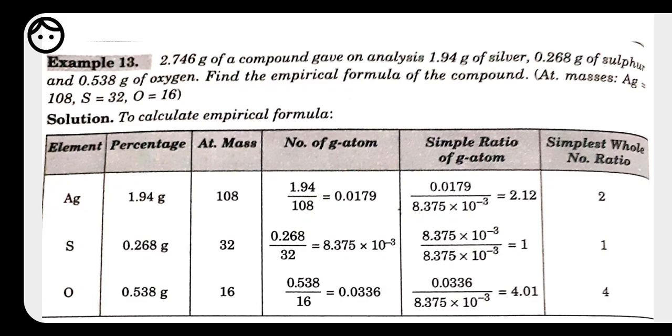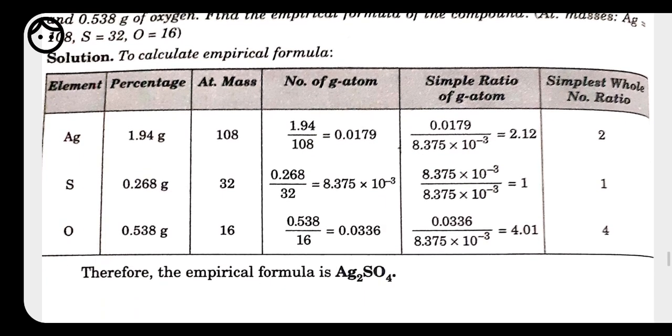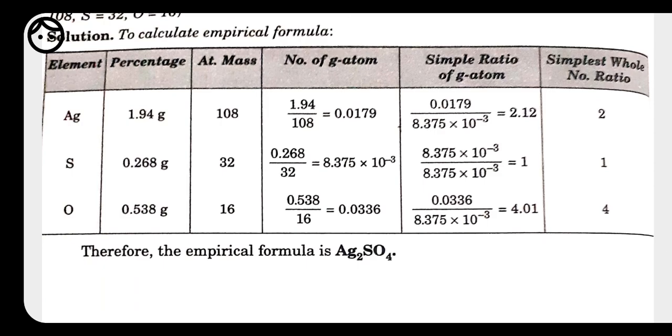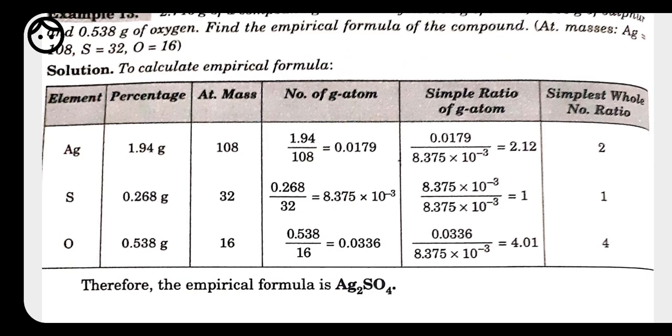Okay, so here what is the simple ratio that we got? For the first we have 2.12. 0.12 can be avoided, we can simply write it as 2. For the second one we are having 1, and for the third one we are having 4. So here what will be the empirical formula? For Ag we have 2, for sulfur we have 1, and for oxygen we have 4. So that's why it could be written as Ag2SO4, that is silver sulfate.